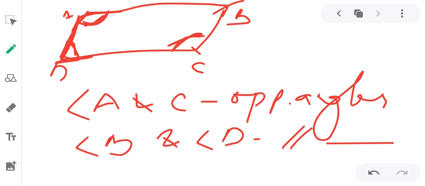Now these are some elements of a parallelogram. So now you know the opposite sides of a parallelogram, the adjacent sides of a parallelogram, adjacent angles, and opposite angles of a parallelogram.